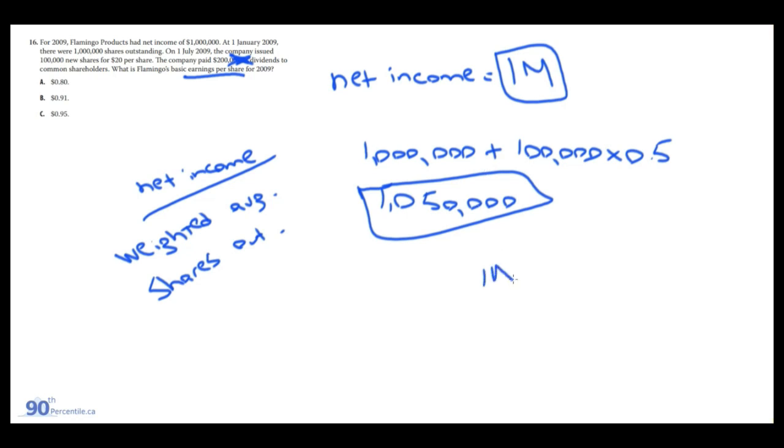So if we do 1 million divided by 1.05 million, we get 0.95 EPS. And also note that the price at which the shares were issued isn't relevant. They're just tossing in some more information. The price at which they issued would be reflected in their balance sheet in the equity accounts, as well as the cash that they received. But for EPS, we're just worried about net income over weighted average shares outstanding.